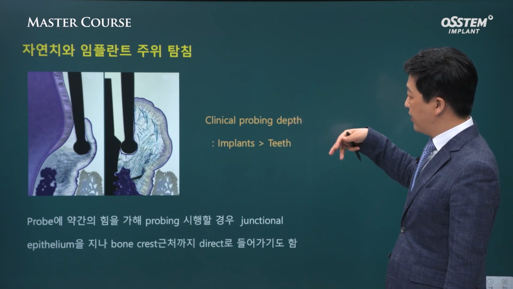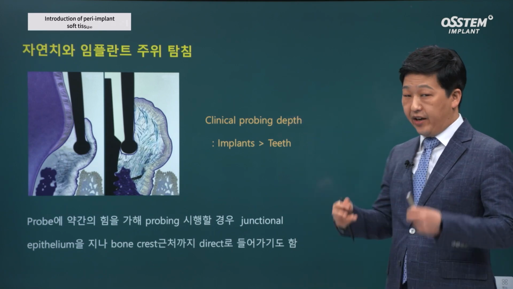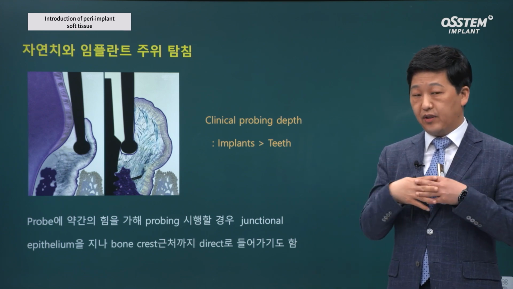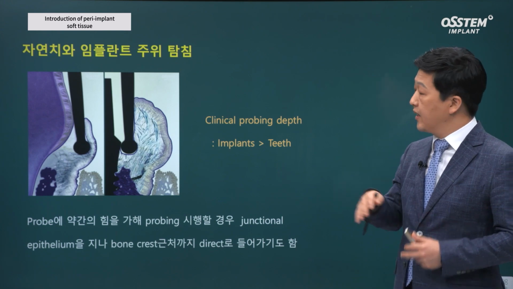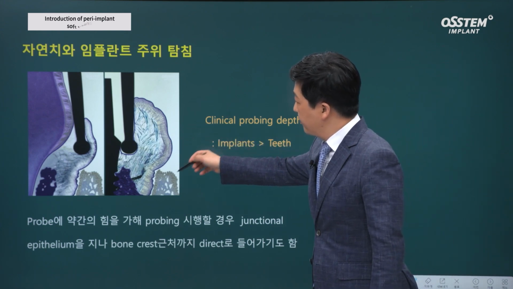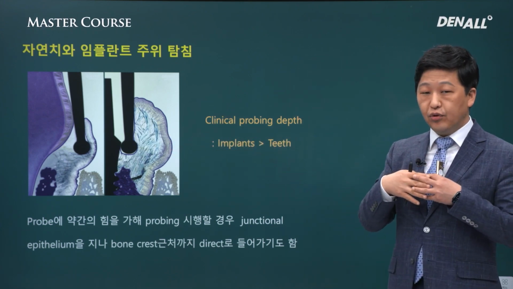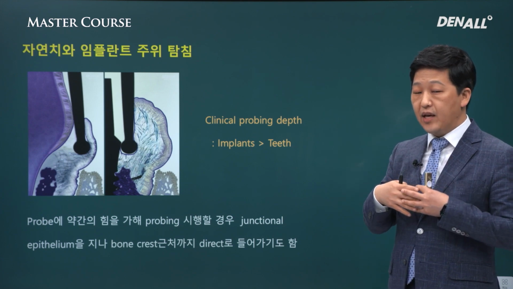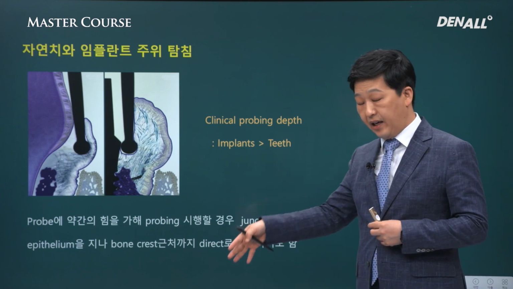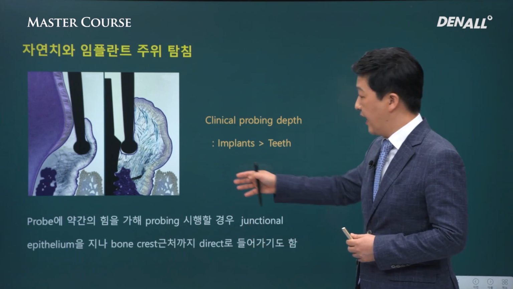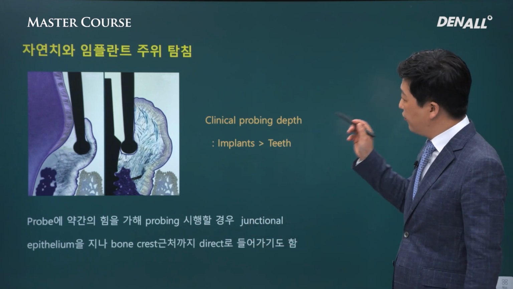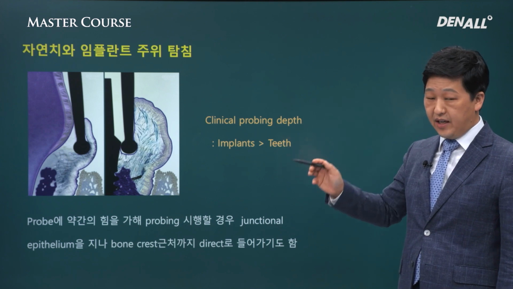So when we probe natural tooth and implant, you need to bear in mind that in the case of natural tooth, because it has a very strong attachment, you cannot put in probe beyond a certain extent. But in the case of implant, the fiber is loosely knit. Therefore, if you apply excessive force when doing probing, you can reach the bone. Hence, the accuracy of probing can go down in the case of implant compared with natural tooth.